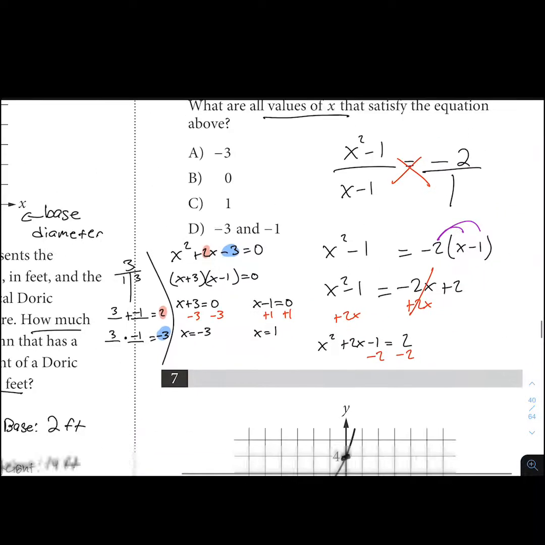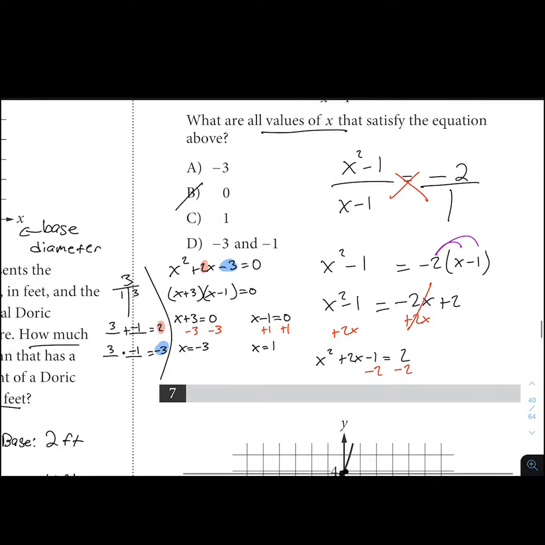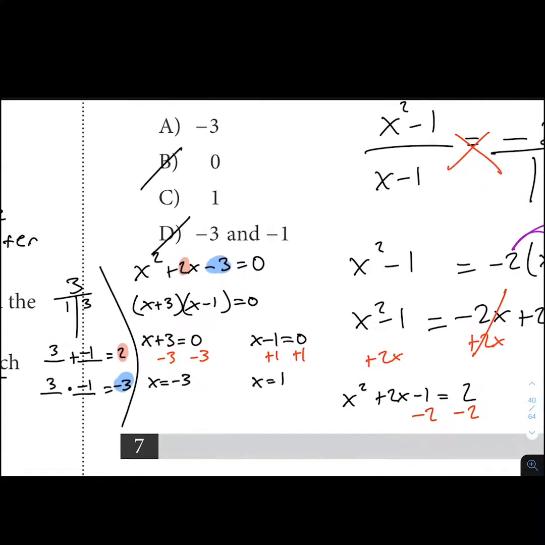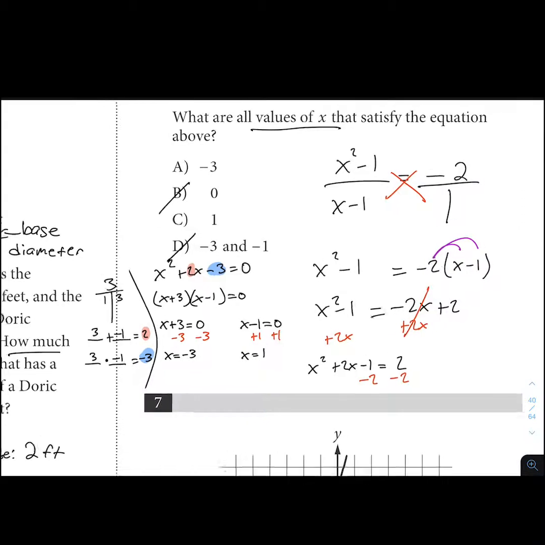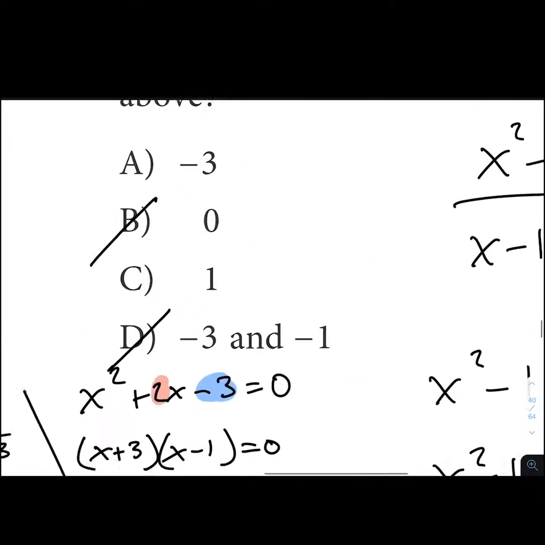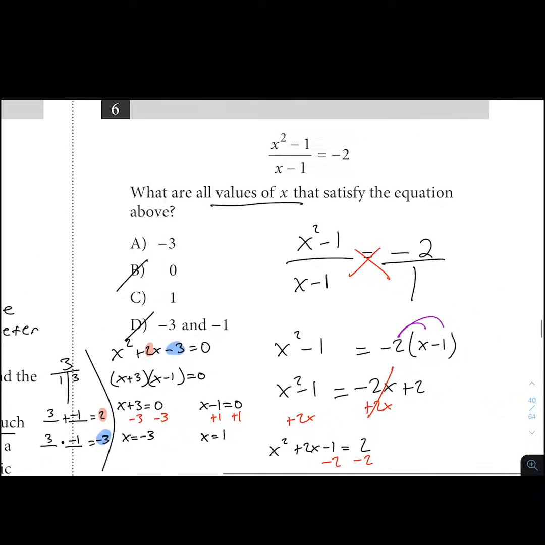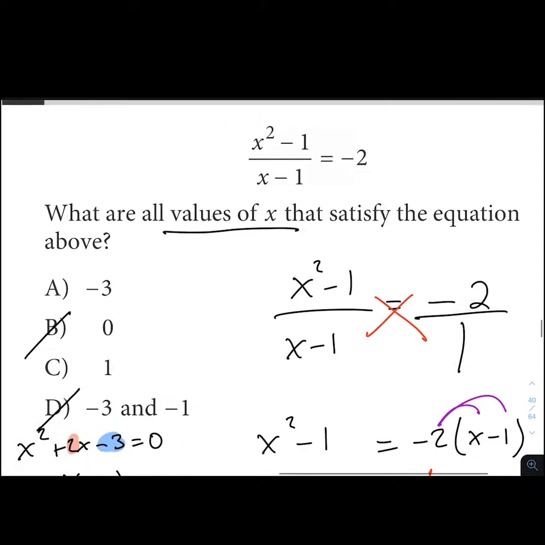Here's the thing though, if we look at our answer choices, it's not B, and D says -3 and -1, so it can't be that. But now we're left with just -3 and a +1 as our possible answer choices. But we got that for both our answers. So to figure out which one is correct, let's read our question again. What are the values of x that satisfy the equation above?